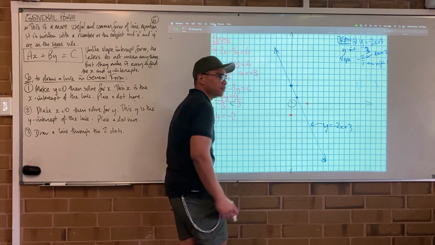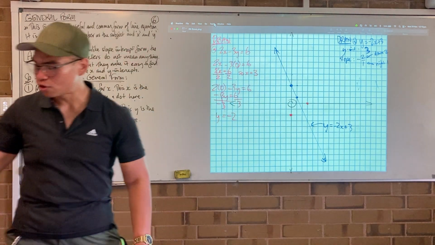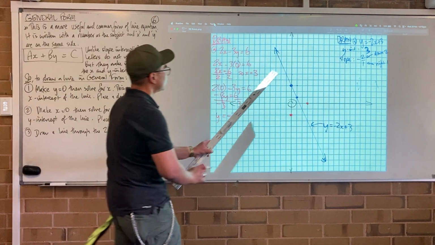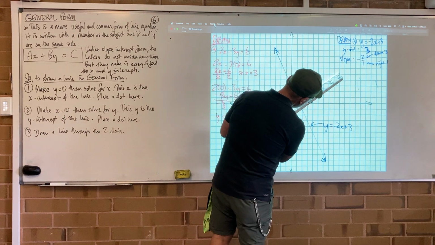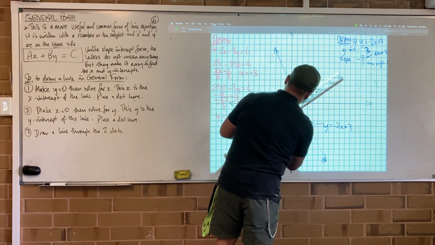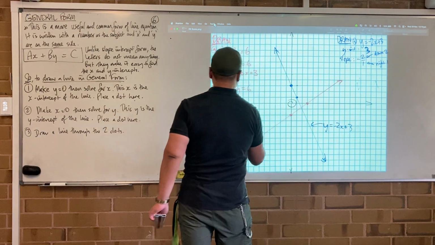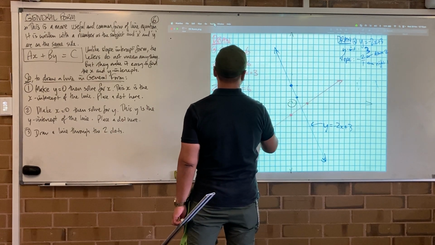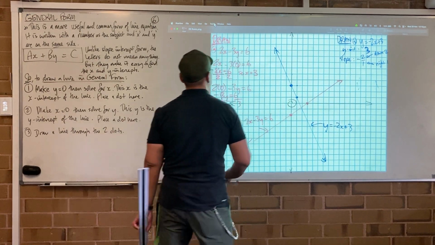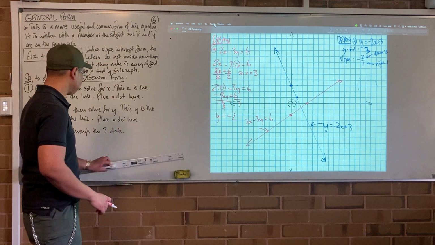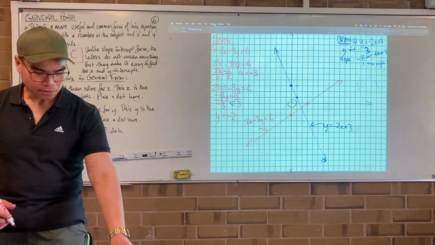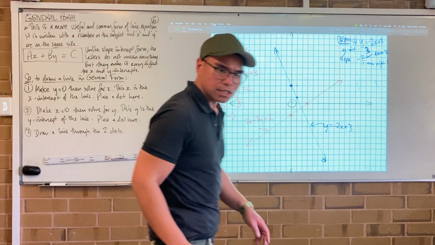How many dots do I have in red? 2. Can I draw a line through them? Yes. That's how you draw a line in general form. Label it. This one is 2x, take 3y equals 6. That's line equations.